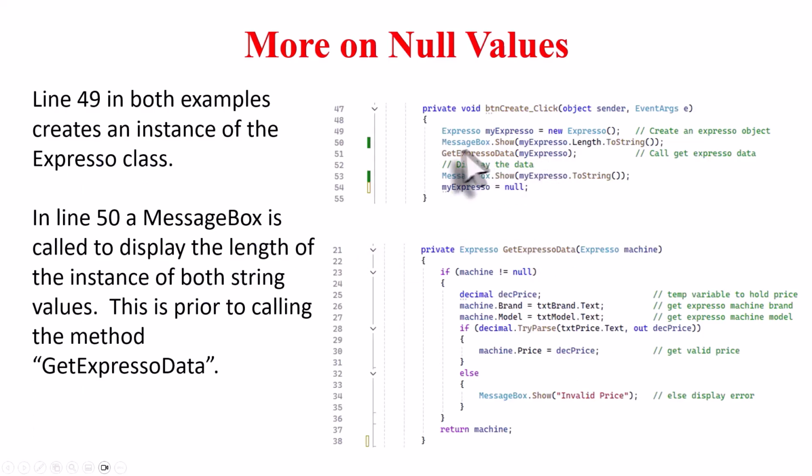And remember, this is prior to calling the get Expresso data for myExpresso. So we may be typing something into the fields of the form, but nothing's being acted on because we're actually stopping at this MessageBox.Show. Either it's going to fail or it's going to go forward, depending on what we've actually done here.